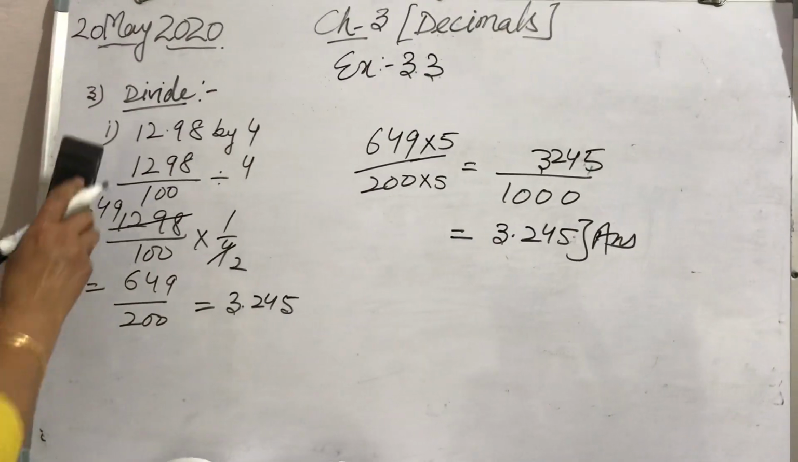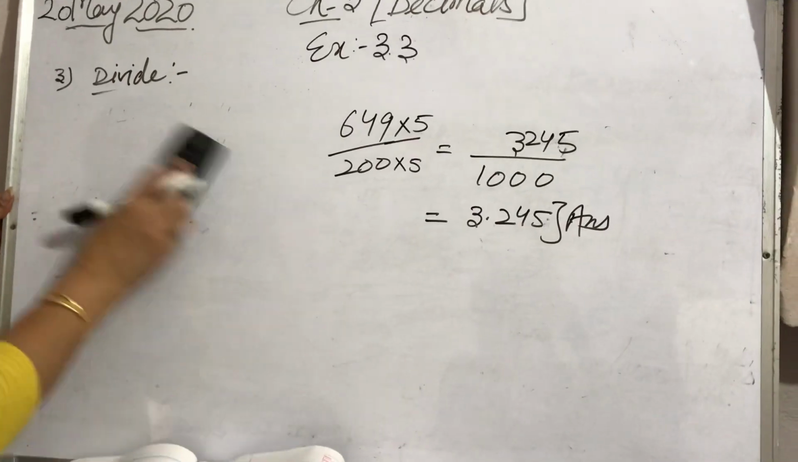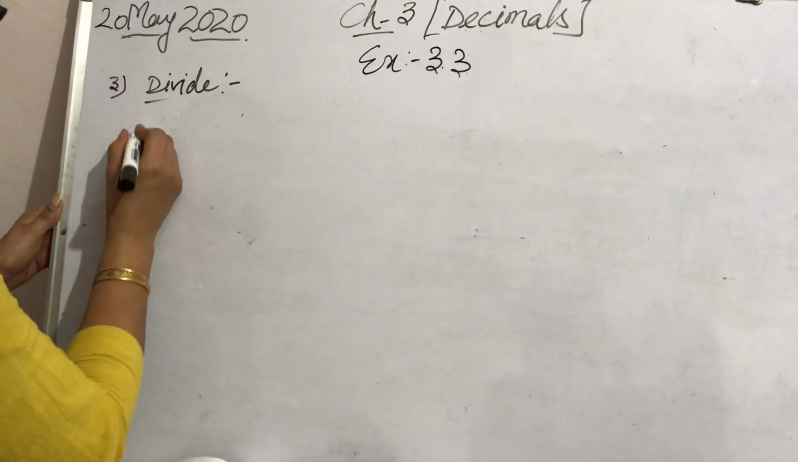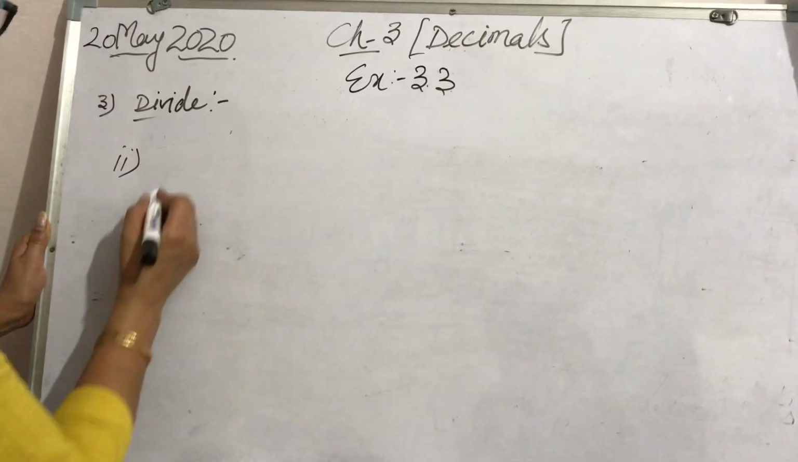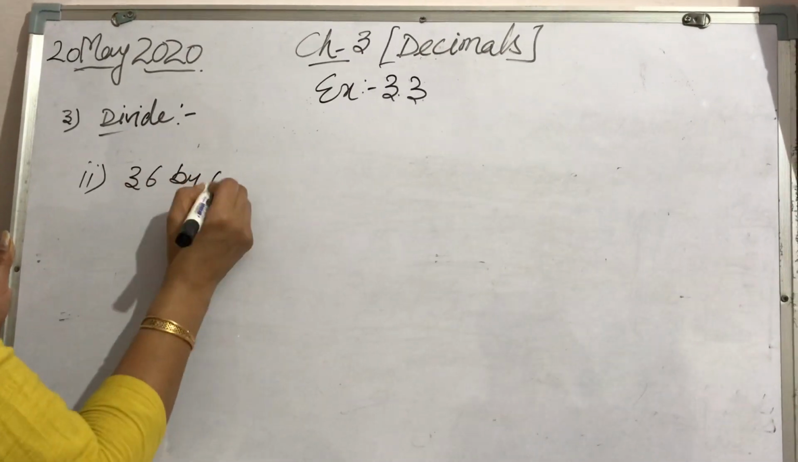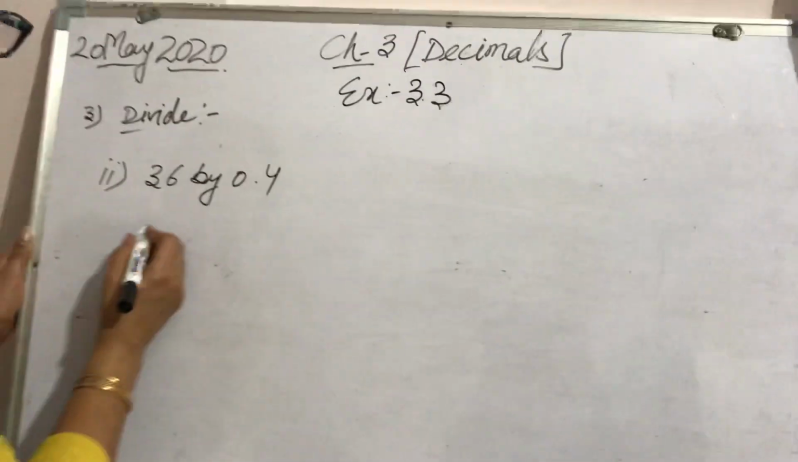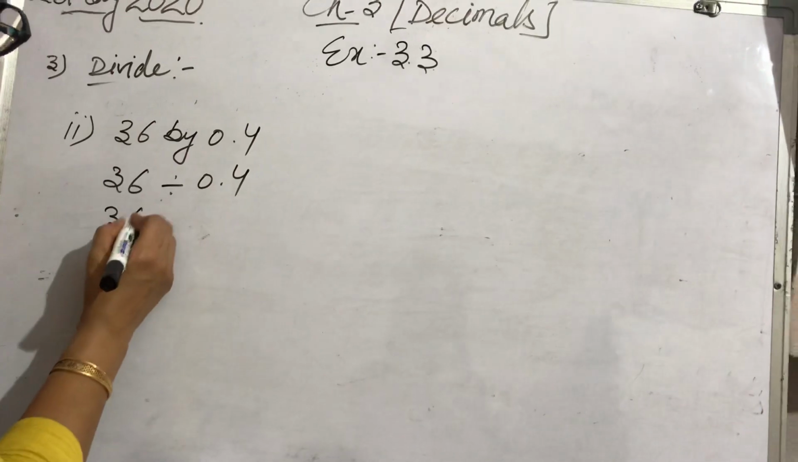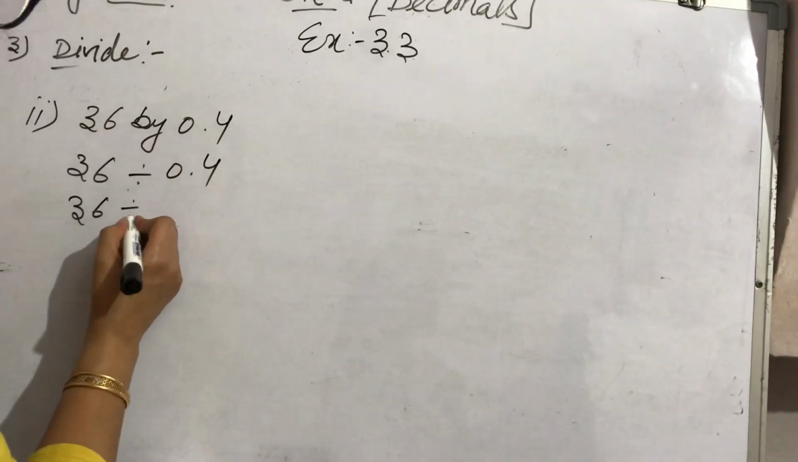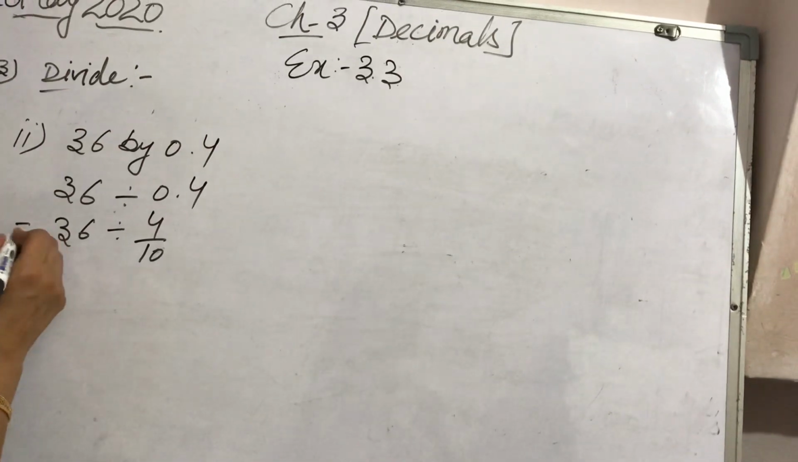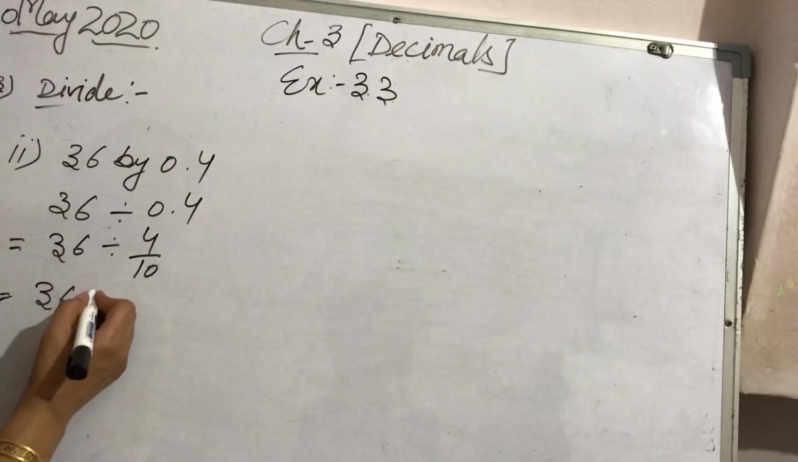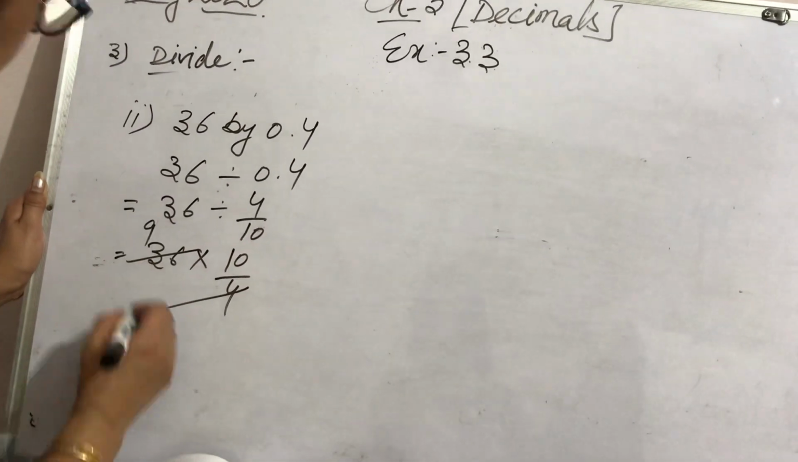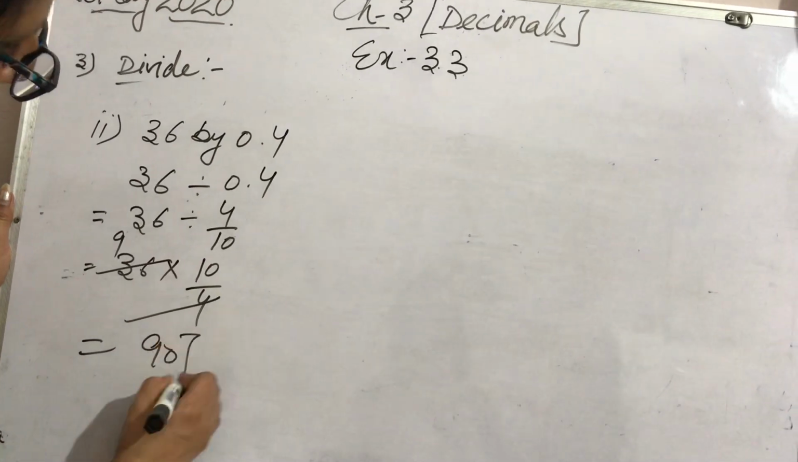So next, second part. Second part is 36 by 0.4. This is very easy. 36 divided by 0.4. 36, it is a whole number, divided by 4 upon 10. 36. Now change into multiplication. 10 by 4. 4 9s are 36 and 9 10s are 90. Very simple.